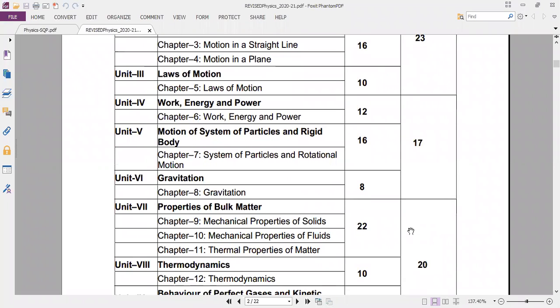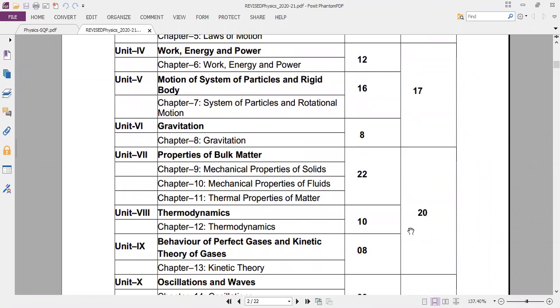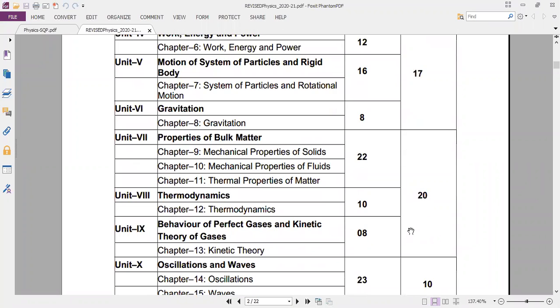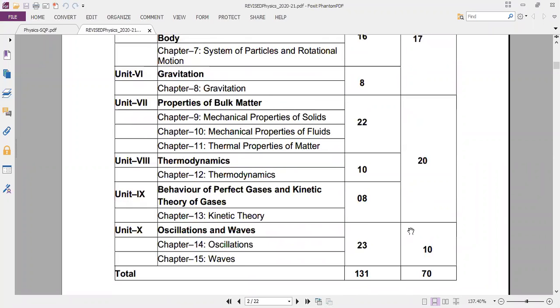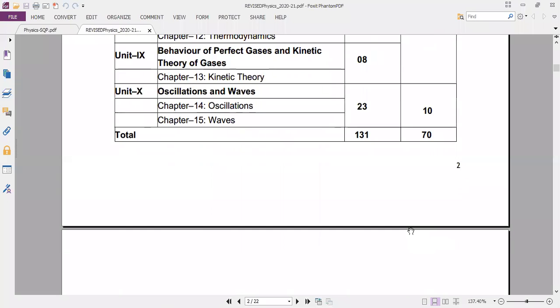The properties of bulk matter, thermodynamics, kinetic theory of gas, combined together 20 marks. Oscillations, waves, combined together 10 marks. Total 70 marks for you, theoretical exam. The remaining 30 marks, that is a practical exam.